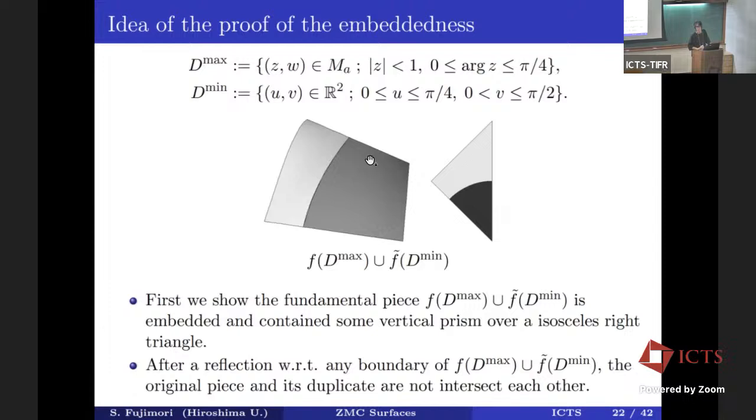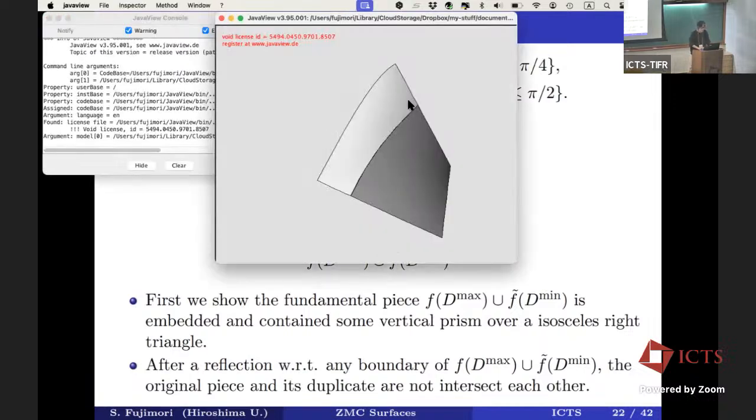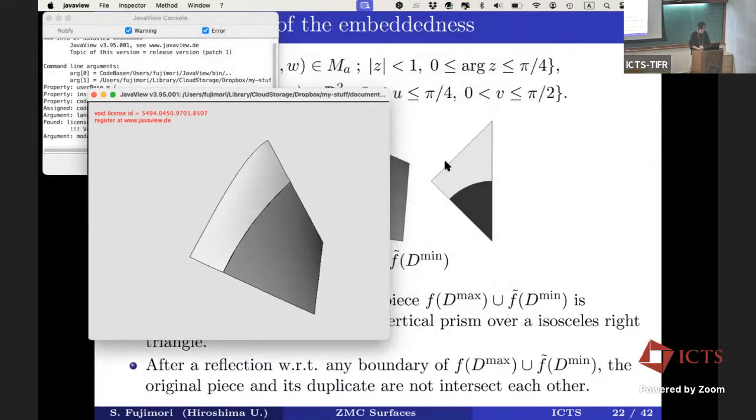This is a fundamental piece of the surface by symmetry. Look at the surface from the top view. Then the surface looks like this. This part is time-like minimal, this part is time-like minimal, and this part is space-like maximal. And we show that the fundamental piece is contained in a prism over a triangle. The triangle is equidistant, and this is a right angle. So, a prism over this special triangle.